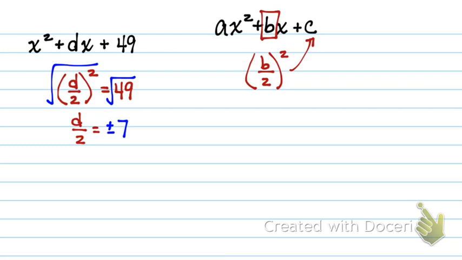Good question. What would I still need to do here to figure out what the D value is going to be? Multiply by 2 on both sides. So that D value could be a positive or a negative 14.